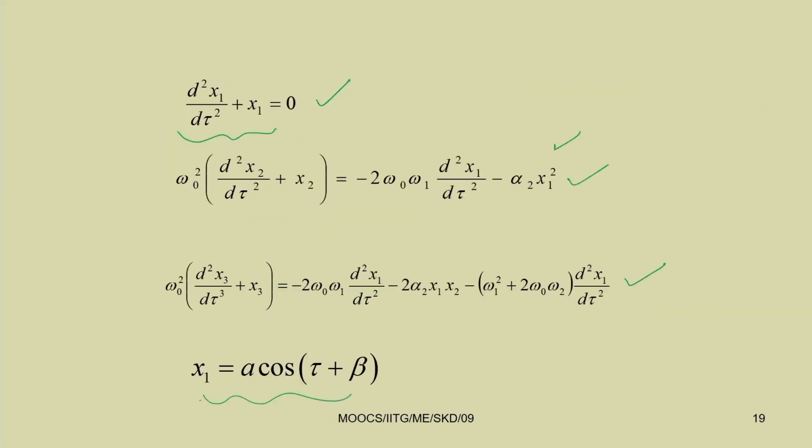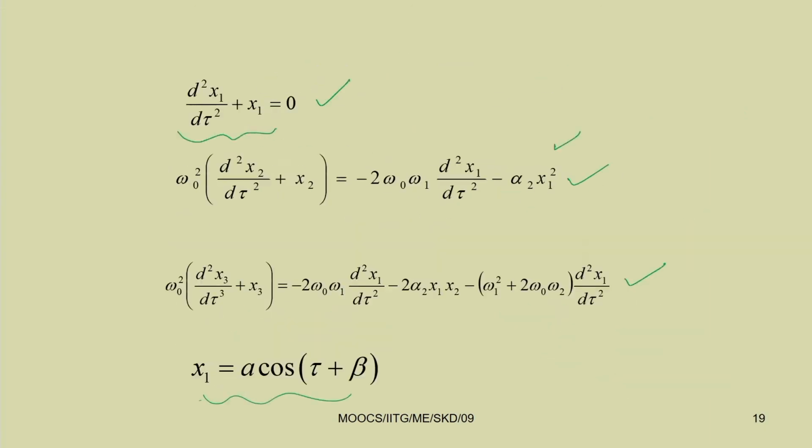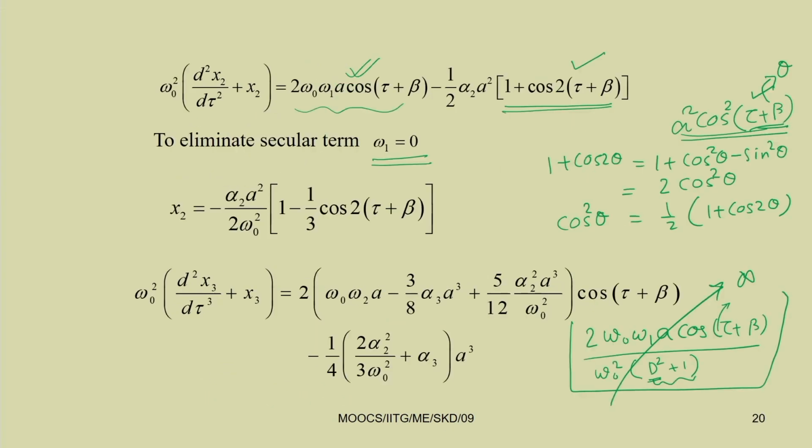You may note that only the omega 0 term is known to us. We have to determine the values of omega 1, omega 2, and by eliminating secular terms we can get all of them. While eliminating this term, we know it can be eliminated only if omega 1 equals 0. In this way we got the value of omega 1.